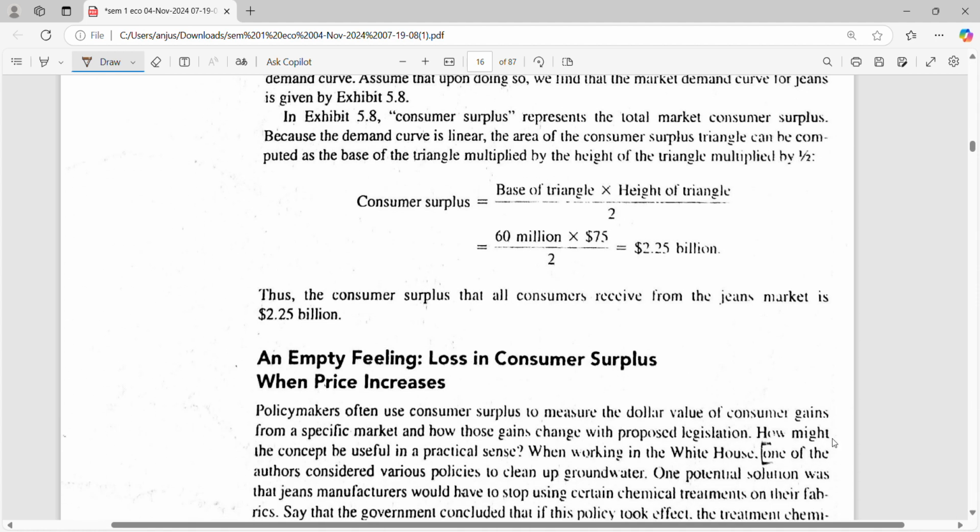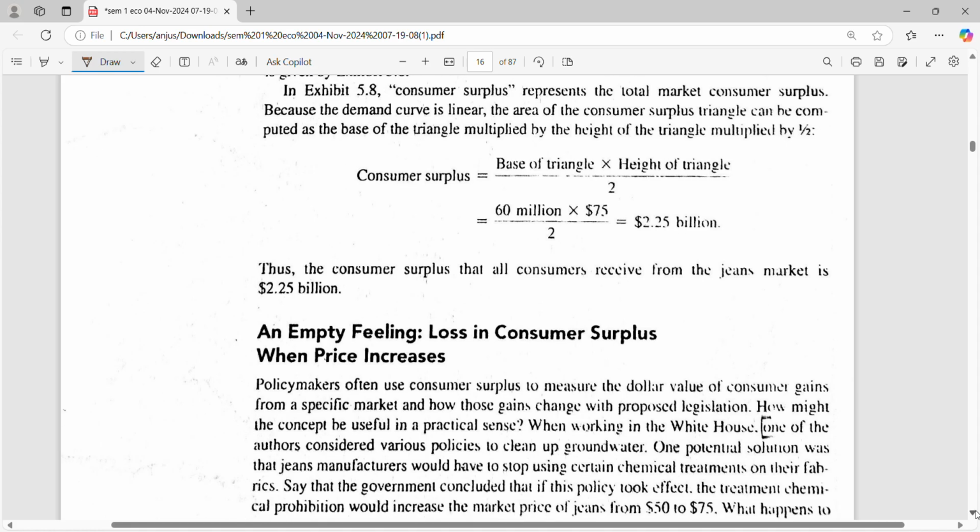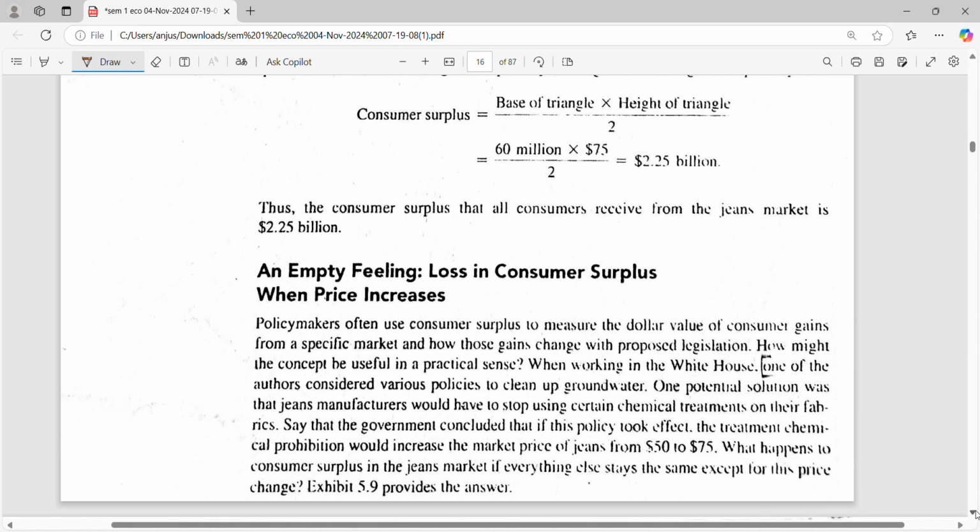You can see the calculation here. Base of the triangle multiplied with height of the triangle by 2 gives you $2.25 billion. This is how consumer surplus is calculated.